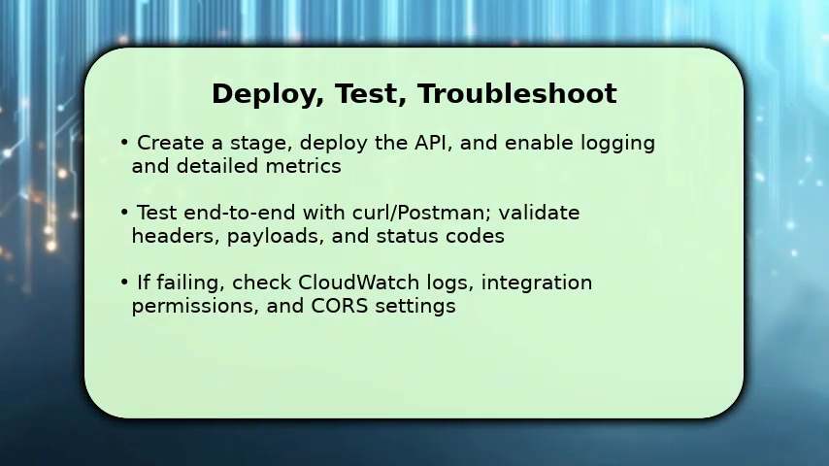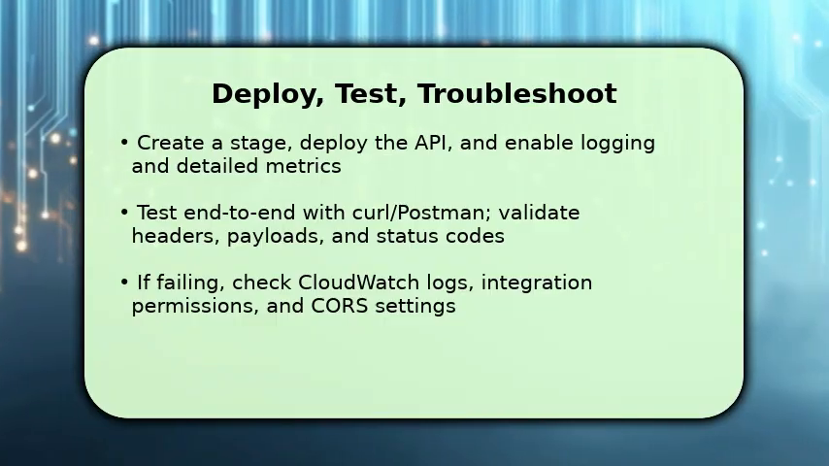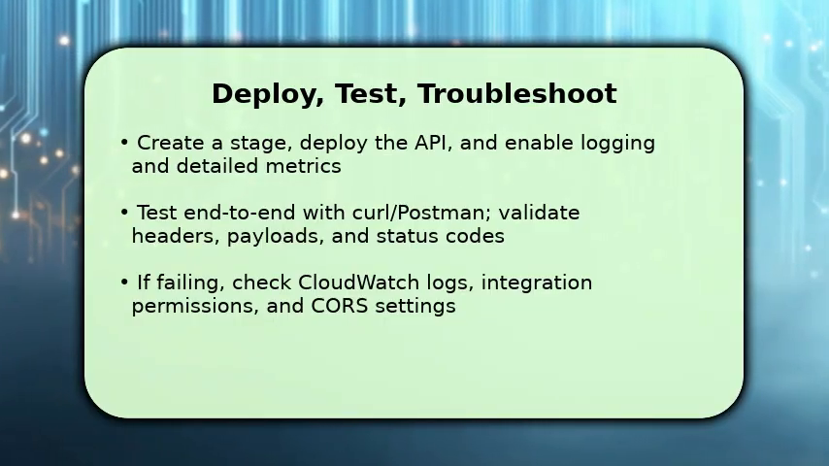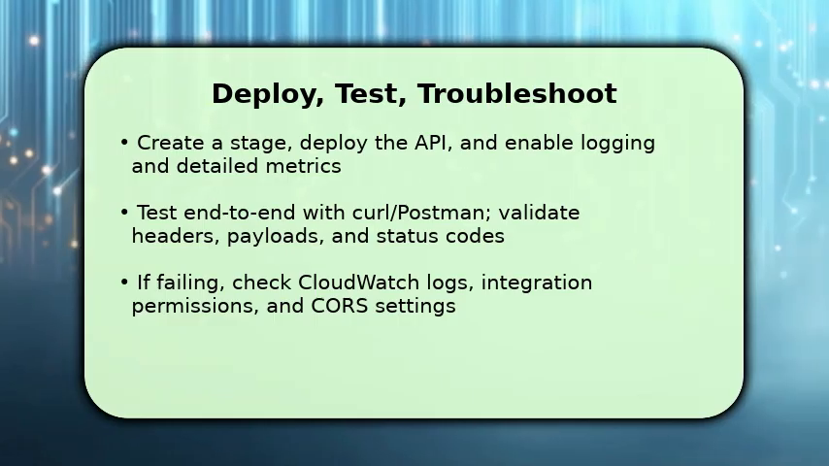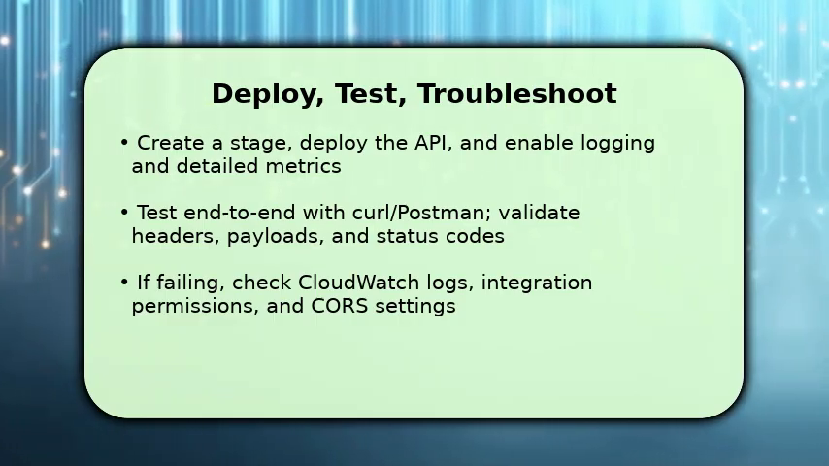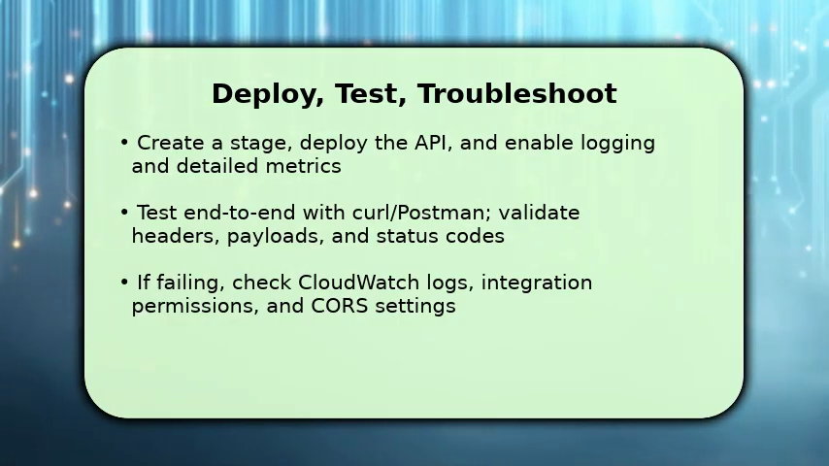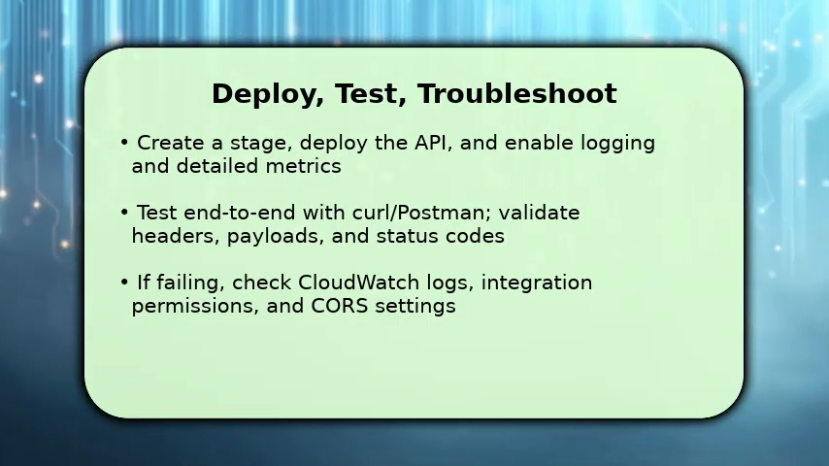You finish by deploying to a stage and enabling access logs and execution metrics so you can observe behavior. Then run end-to-end tests with curl or Postman. Confirm request headers, body mapping, and HTTP status codes behave as expected.